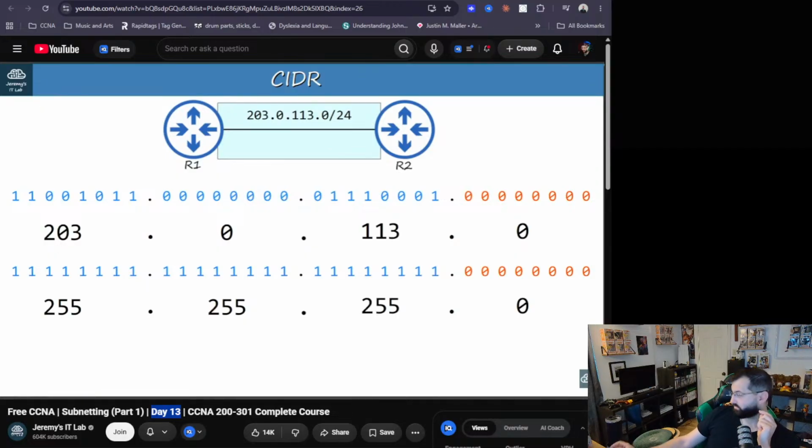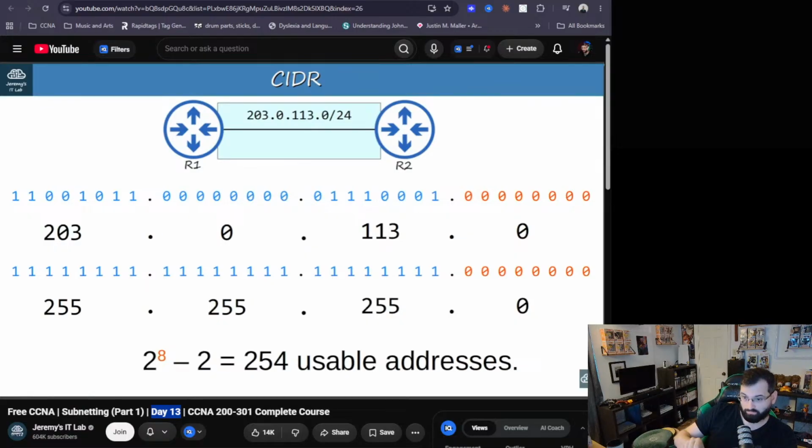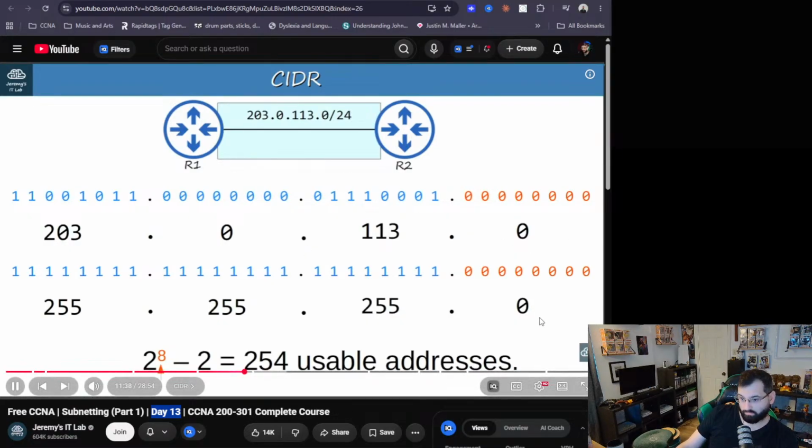Well, how many host bits are there? 8, because it's 1 octet. So, how many potential hosts, or how many usable addresses are there? Well, the formula is this. 2 to the power of 8 minus 2 equals 254 usable addresses. What is the 8? Well, it's the number of host bits, which is 8 in this case.